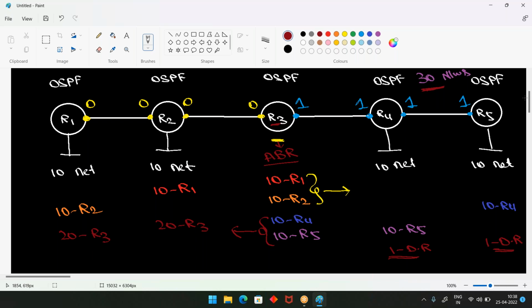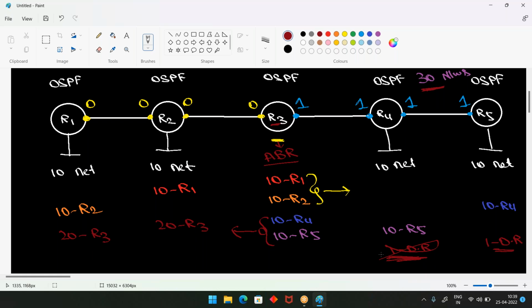Check this now. Suppose, sir, if these 5 routers belong to the same area, within an area, in that scenario, can you send the default route? Is it possible, sir? Okay, guys, if these 5 devices belong to a single area, we cannot do it like this. We cannot propagate a default route within an area.